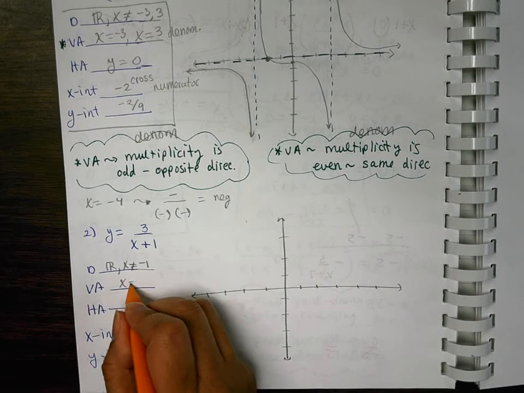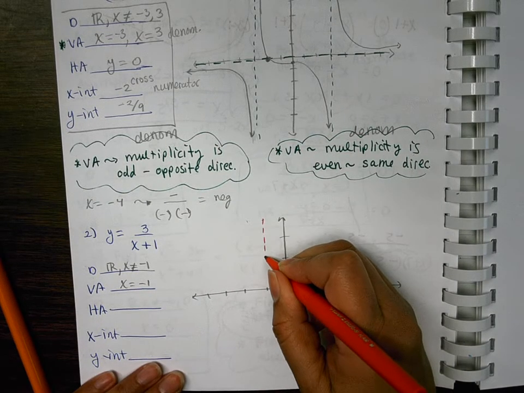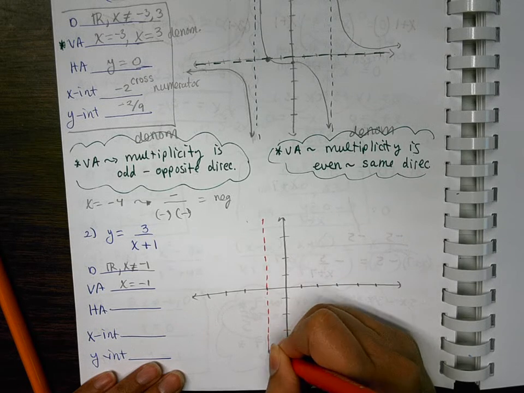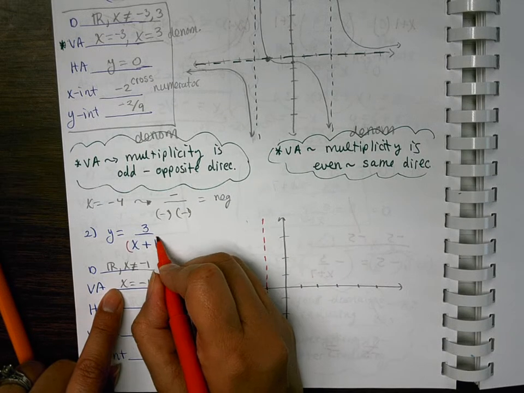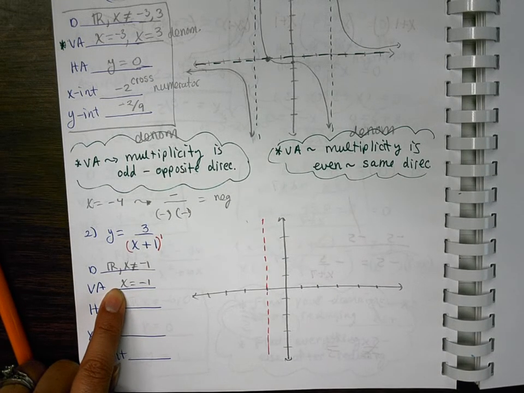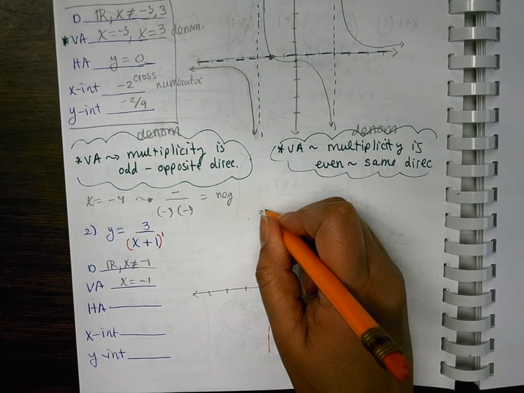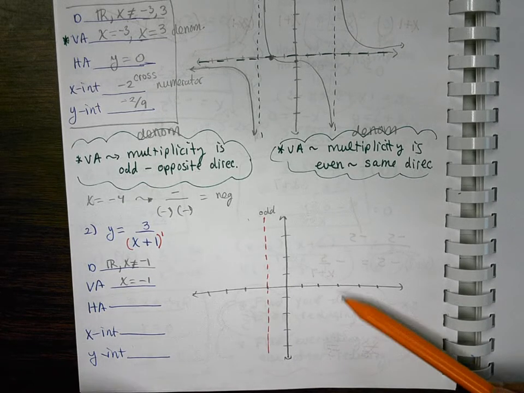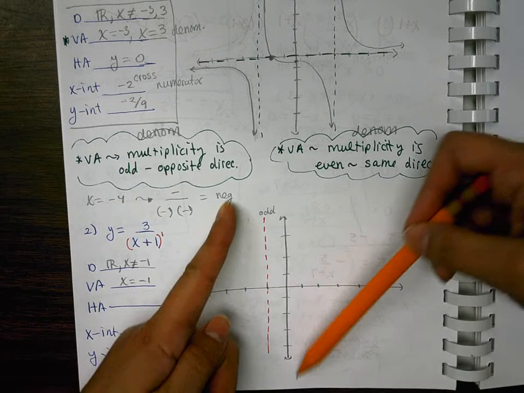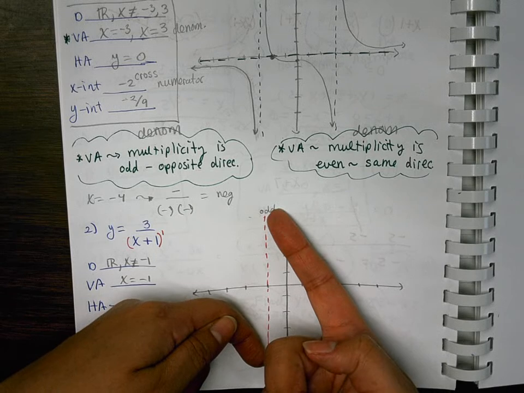X equals -1. So when I graph that in, I'll use red this time. When I plot this in, we have to do our odd-even business. Do you guys agree? Where do I look? Where did this come from? The denominator. What is the multiplicity? What does that mean? Odd or even? Odd, so I'm going to put a little note here. What does odd mean? Same direction or opposite? Opposite. So these are either going to be going this way or that way, like up and down or down and up. Got it?